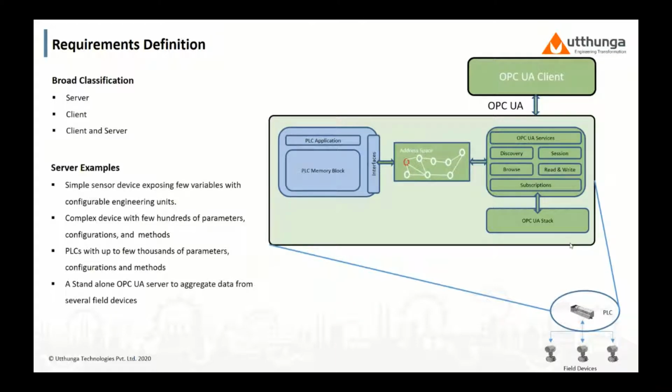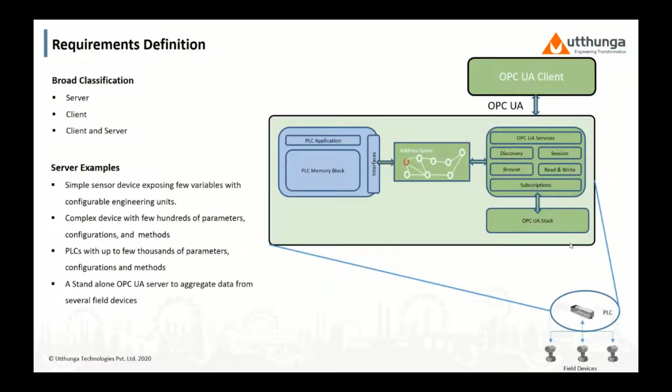So at a very high level, at a broad classification, there are servers, clients, and client-servers. Any application, for example an aggregator, can either be a client or a client and server. If you look at a data logger, it will be a client. So any of the application layers will fall into one of these three categories at a high level.